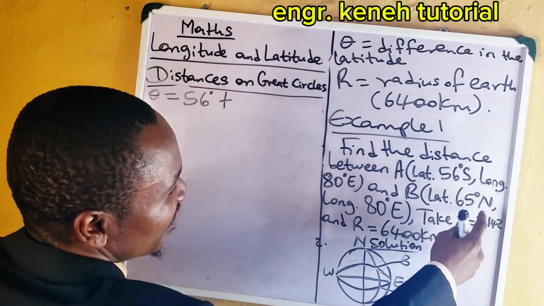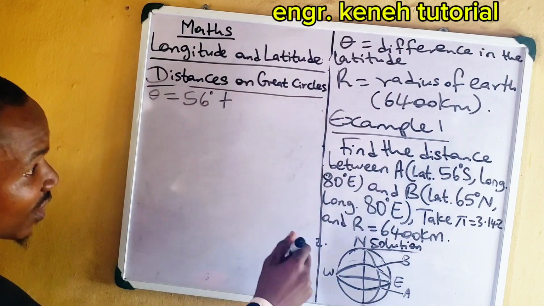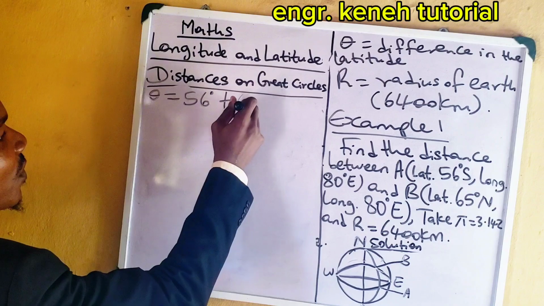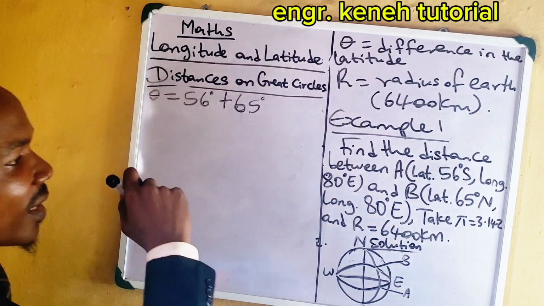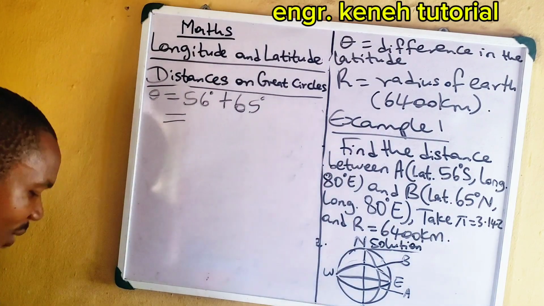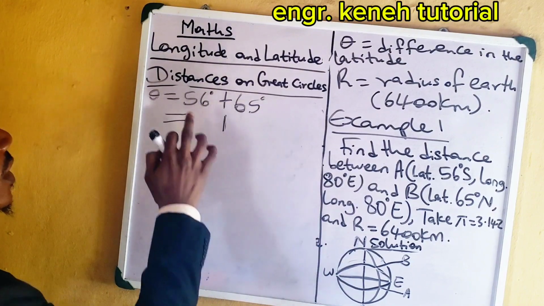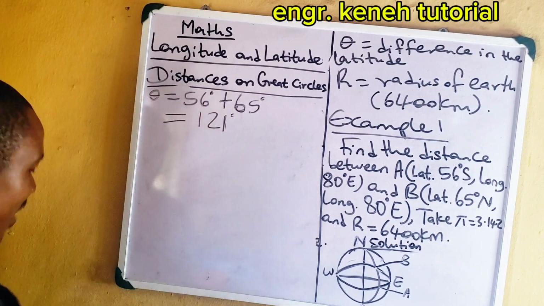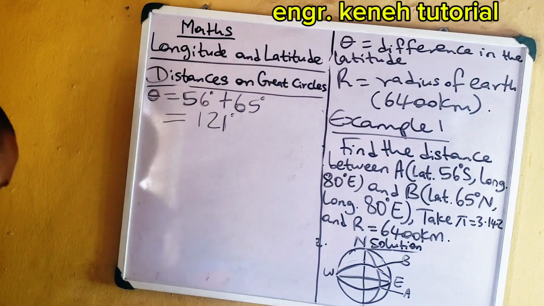Addition. Can you see this one south? This one is what? North. So we are going to add. So we say 56 degrees south plus 65 degrees north. Can you see? South and north. When you add this together, 6 plus 5 will give us 11. Write 1, carry 1. 6 plus 5 will give us 11 plus 1. We have 121. Can you see that?